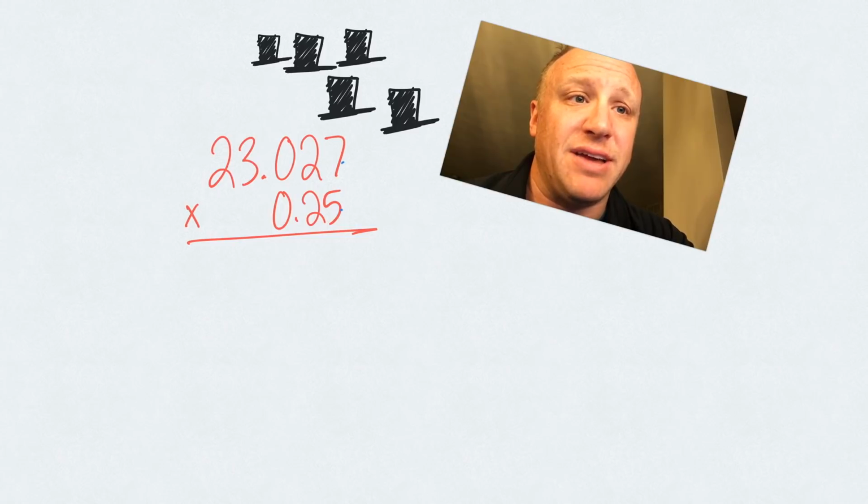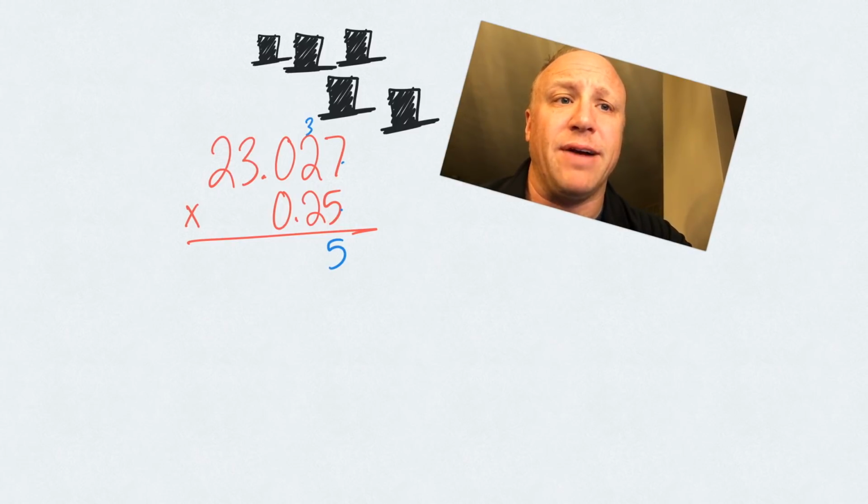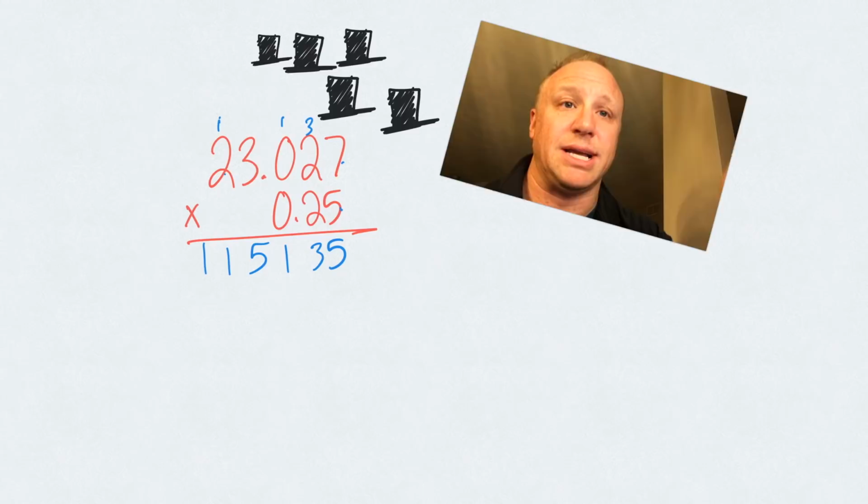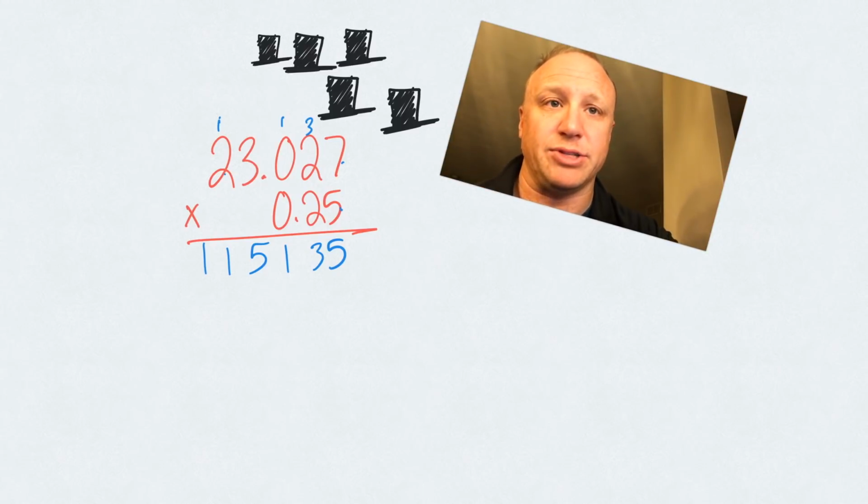So 5 times 7 is 35. Carry the 3. 5 times 2 is 10 plus 3 is 13. 5 times 0 is 0 plus 1 is 1. 5 times 3 is 15. Carry the 1. 5 times 2 is 10 plus 1 is 11, folks. Notice, try to keep those columns nice and straight as we've got here. So don't need this, don't need that, don't need that.